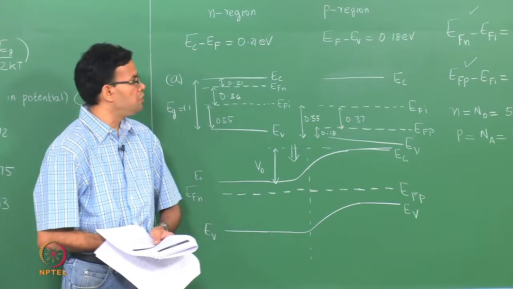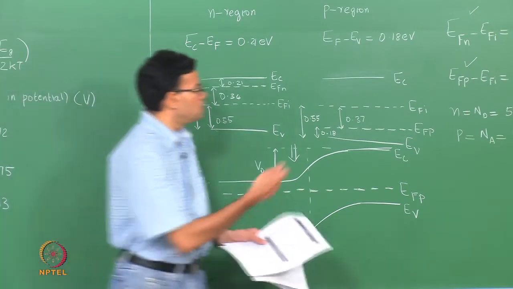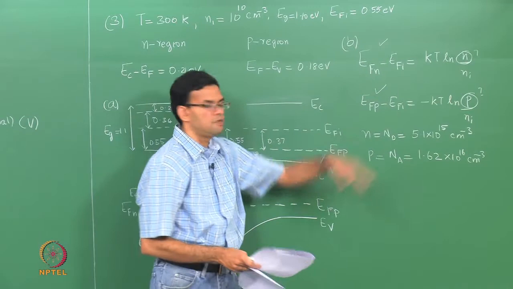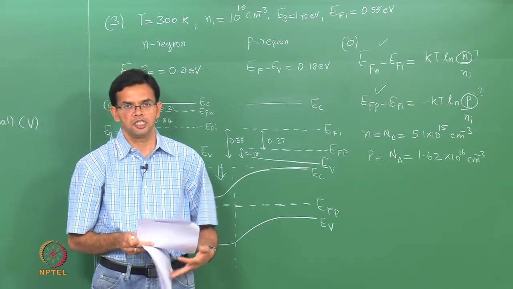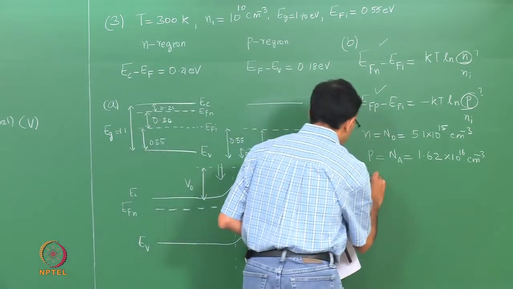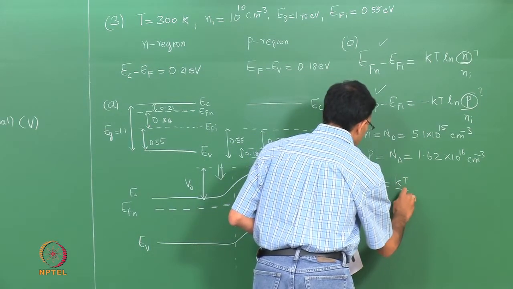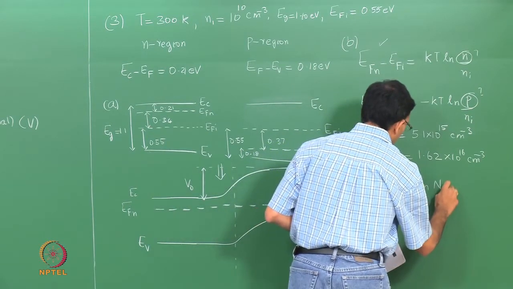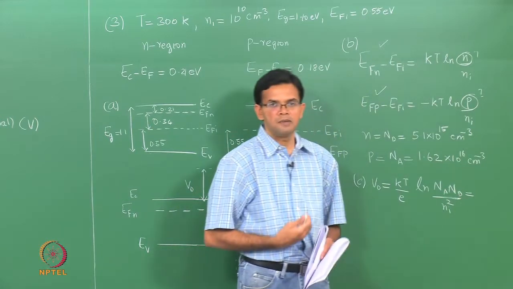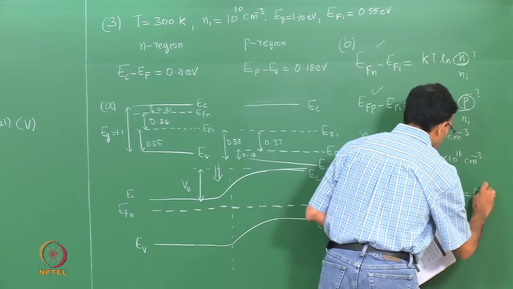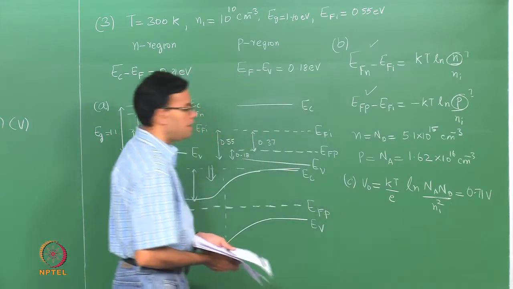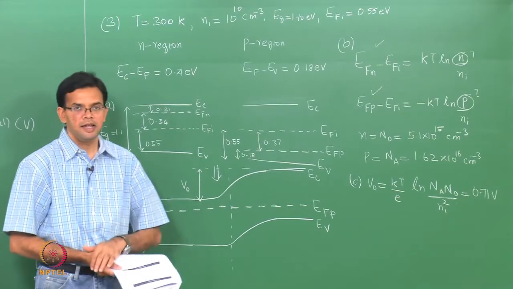So, part B, we need to determine the concentration of the impurities. So, we actually just did that. So, this is essentially part B. Just by looking at the shift in the Fermi levels, we can calculate the concentration of the impurities. Part C, we want to calculate the built-in potential. So, V naught is nothing but kT over e ln of NA ND over ni square. We can do all the substitution and the numbers. So, this works out to be 0.71 volts.